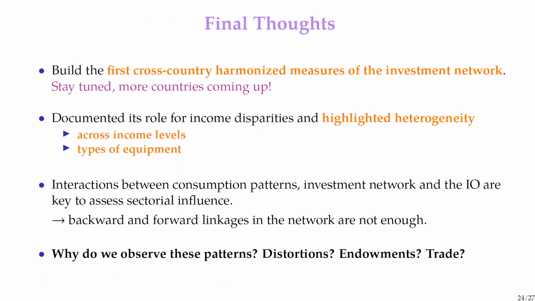If there are no questions, I will conclude. We basically build the first cross-country harmonized estimates of the investment network across countries at different stages of development, and more countries are coming up. Second, we document the role of these differences in the investment network for income disparities. And last, in the model, we show that it's not only the investment network that matters, but also the interaction between the investment network, the production network, and the allocation of final expenditure shares, which matters to explain the aggregate output elasticity to sectoral TFPs.